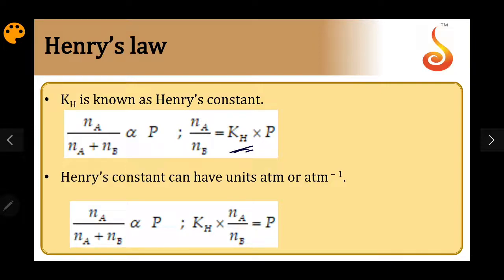So I can put Kh on the right side as well as the left side, depending on the units. If Kh is given as per atmosphere, then it will be along with the pressure part, that is, the right side in the equation. If the Kh unit is given as atmosphere, then it will come with the mole ratio. So Henry's constant can have both the units. Depending upon the unit, you have to decide the position of Kh in solving the problem. The default assumption is the second equation. Kh is always inversely proportional to the solubility of the gas.